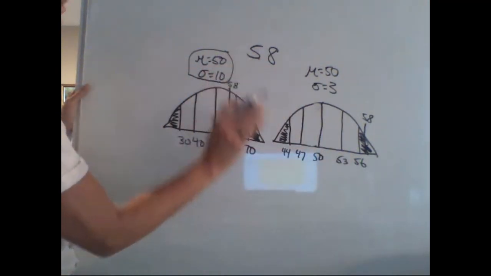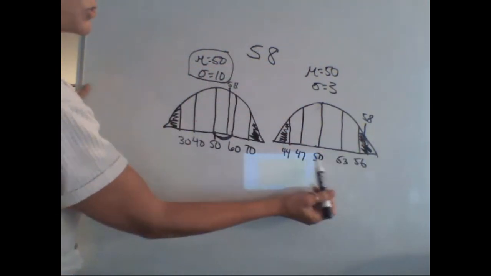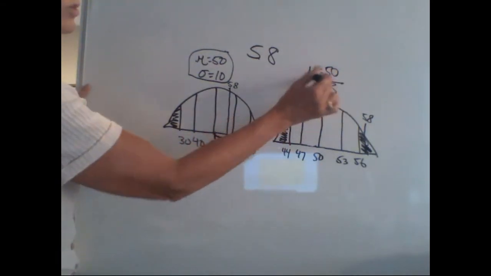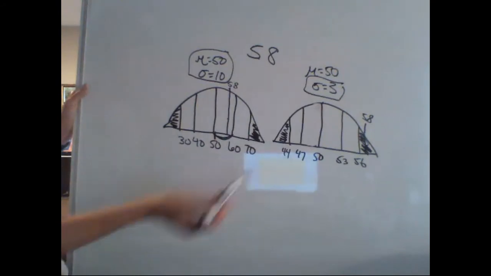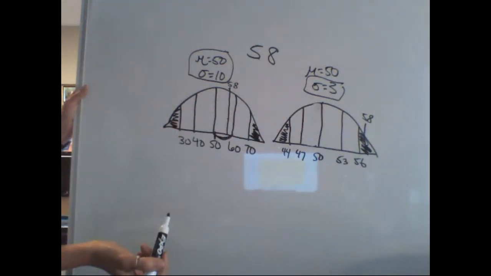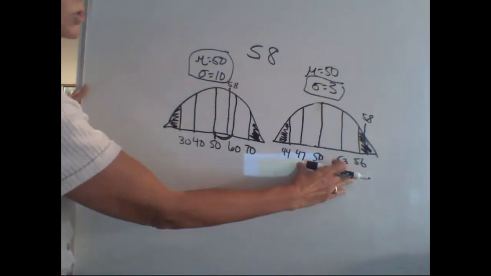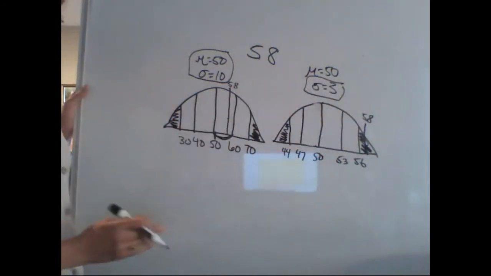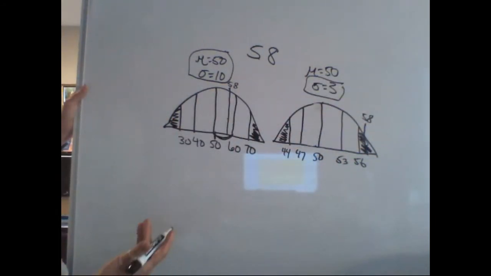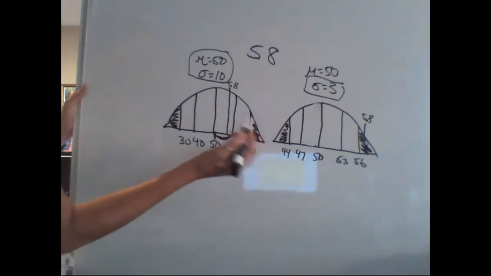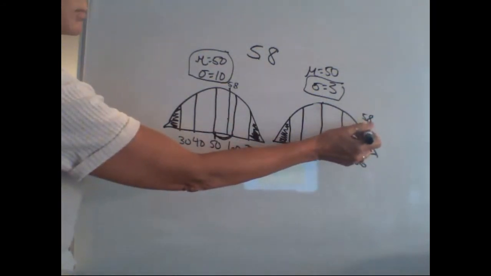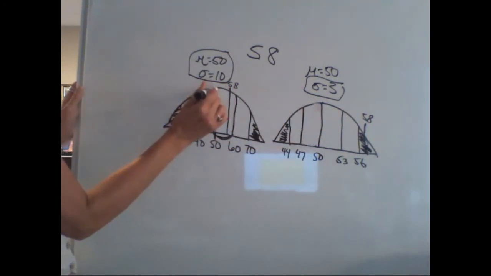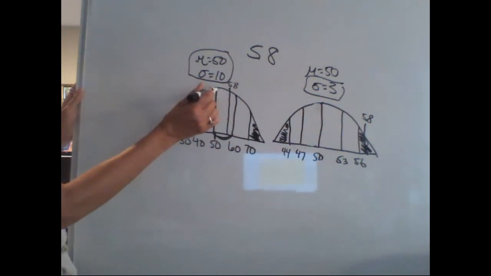However, when we look at it this way, our score becomes much more extreme. It is further away owing to this smaller standard deviation. So the scores don't vary as much here. So to have a score way out there at 58, it's very extreme. So in this case, 58 would be an extreme score, but it wouldn't be an extreme score in this situation. Does that make sense?